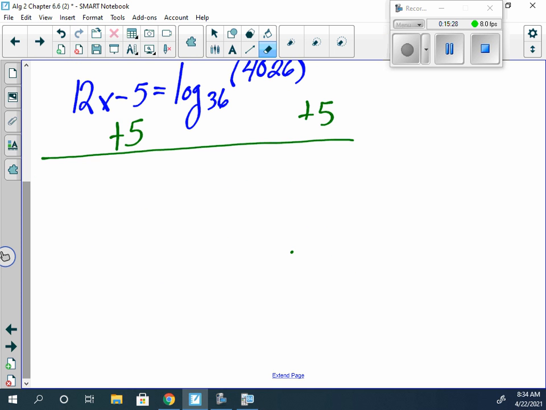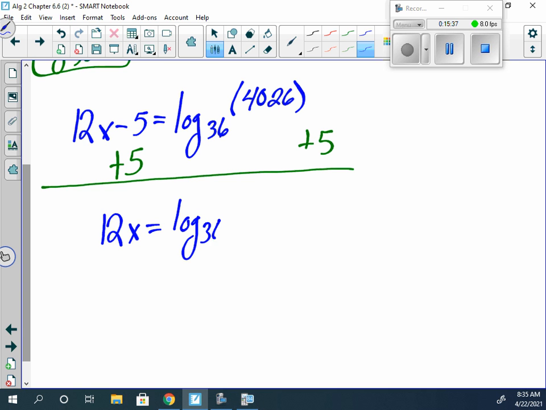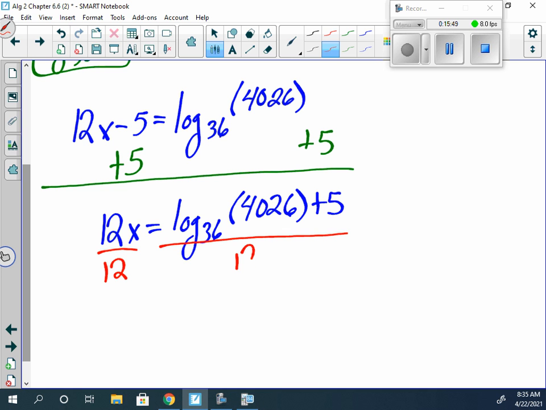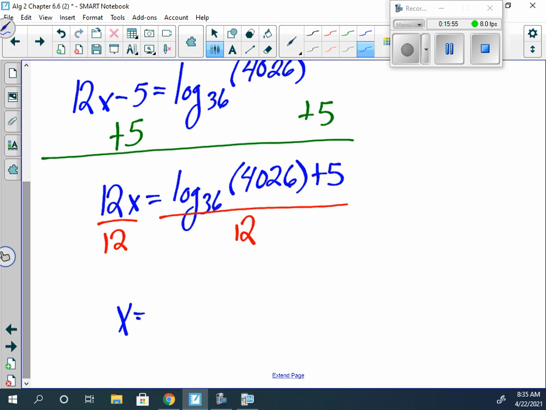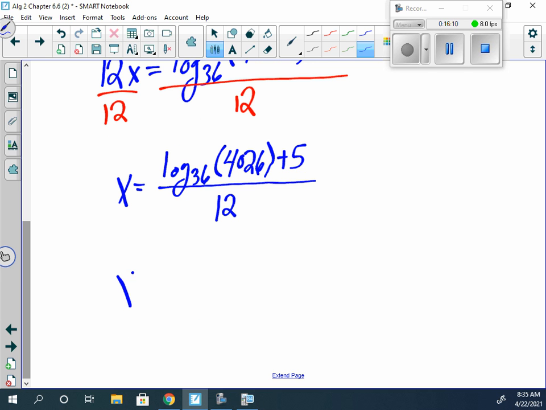And then we would add 5 to both sides, which will tell us that 12x is equal to log base 36 of 4,026 plus 5. Then we would divide by 12. Log base 36 of 4,026 plus 5 divided by 12 is what we get.